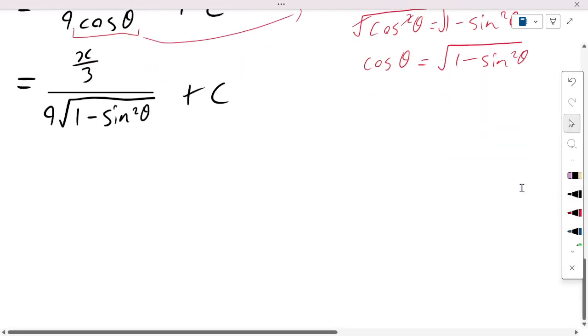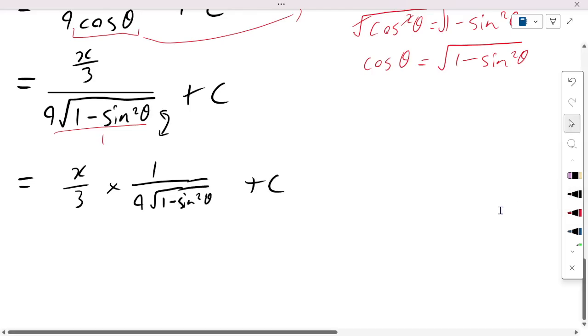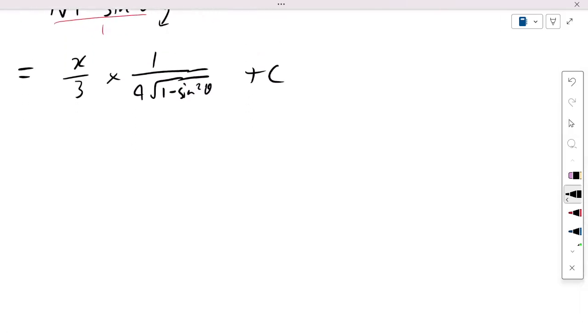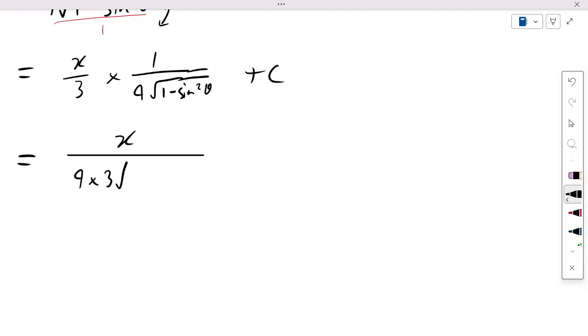And then, let me just quickly write this down over here. Remember that this is also divided by 1, so we're going to flip and times this one here in the denominator. Therefore, it's going to be x over 3 multiplied by 1 divided by 9 root 1 minus sine square theta. This is still plus c over here. And therefore, we can write this as a fraction where we have x in the numerator, and in the denominator, we have 3 multiplied by 9, so 9 multiplied by 3 into the square root of 1 minus sine square theta.